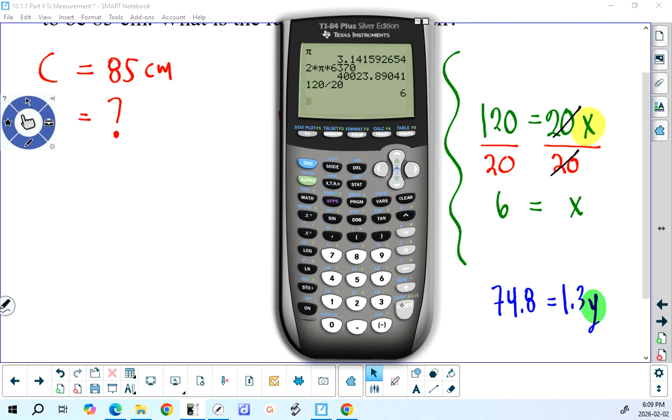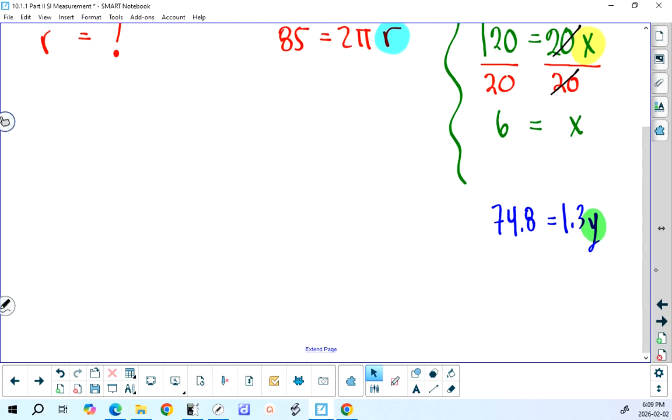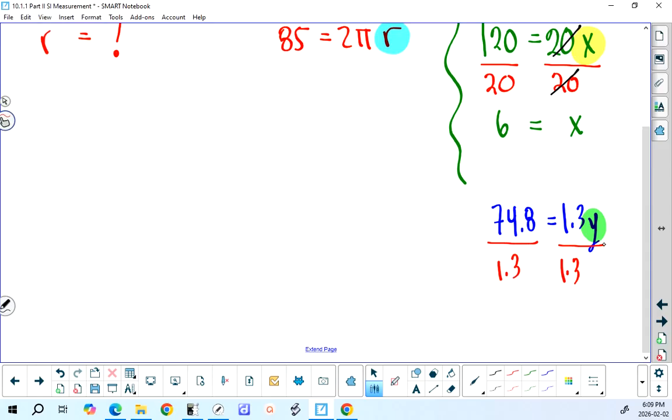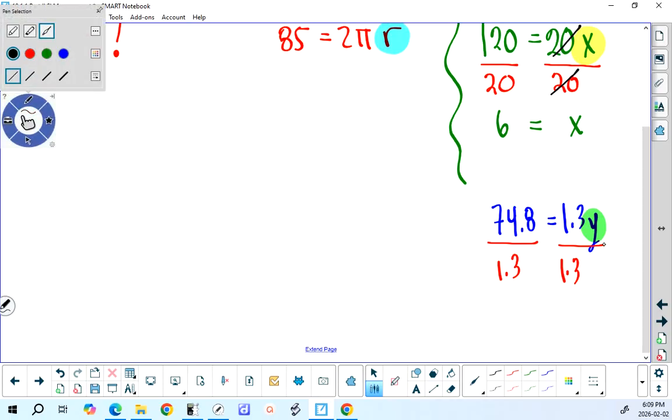Oh, it's 6. So what that means is that in our blue equation, if you want to get y by itself, then you're going to have to divide both sides by 1.3. You always divide by what's in front of the unknown that you're trying to solve for. Of course, what happens here is those cancel, and you are left with y is equal to whatever 74.8 divided by 1.3 is.